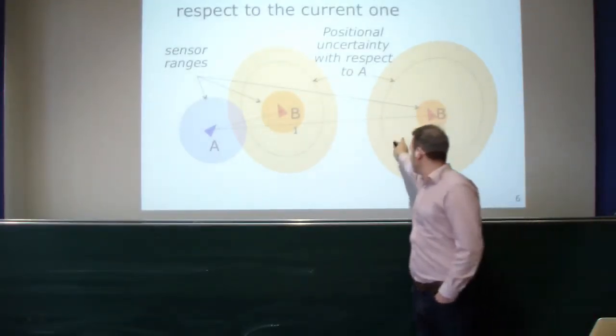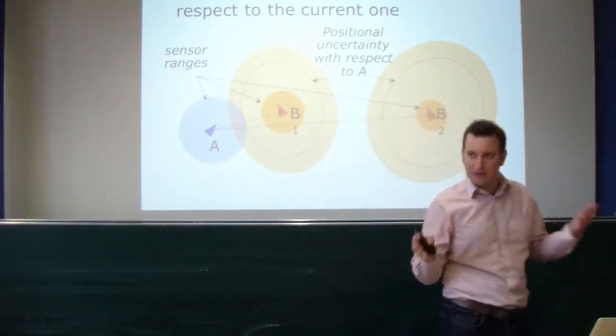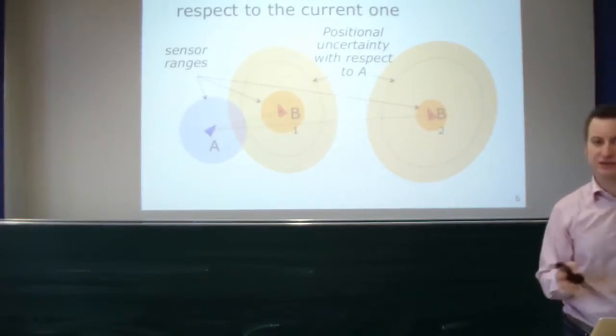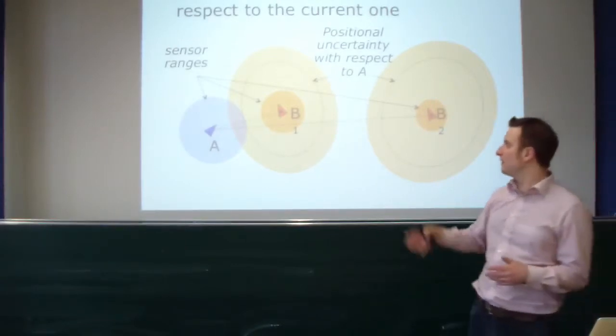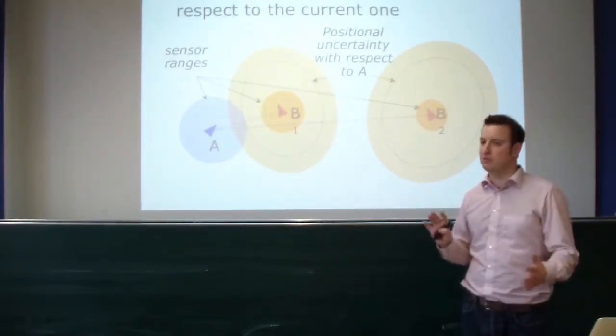Now the key thing is there's no overlap between B2 and A. If you take into account 3 sigma bounds or 2 sigma bounds, you can say it's 95 or 99% probability you're outside. You may miss a potential correspondence with a certain probability.